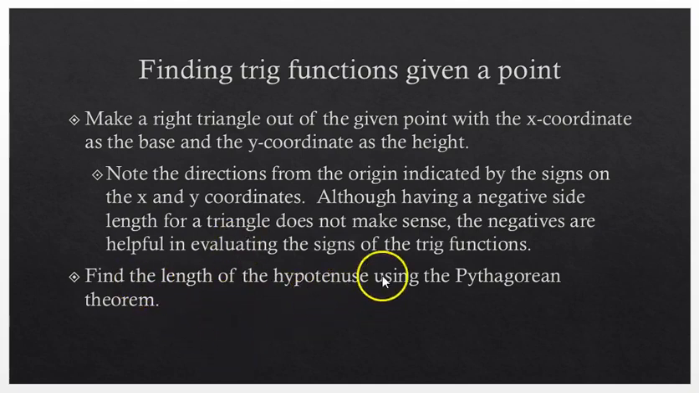And then you'll need to find the length of the hypotenuse using the Pythagorean theorem. So once you know two sides of the right triangle, you can find the third with a squared plus b squared equals c squared. From there, if they ask you to write all 6 trig functions, you should be able to fill them in based on the drawn triangle.